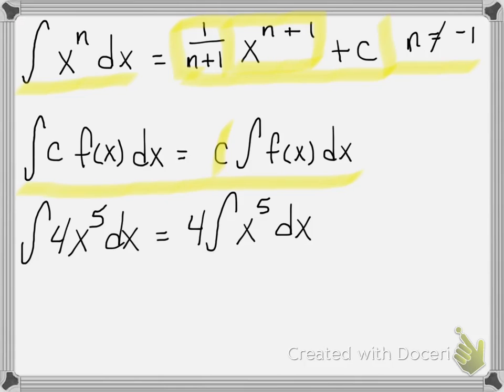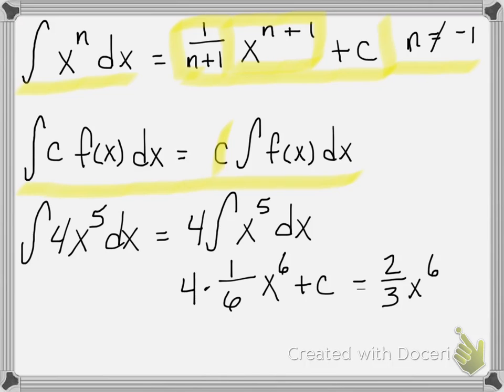And so then, just use the rule as before. So you'd have 4 times 1 over n plus 1, which is 6, times x to the n plus 1, which is 6. The dx goes away, and it's going to be some constant. And so that's going to be 4 over 6, which is just going to be 2/3 x to the 6th plus some constant. So you can see that it isn't really that complicated, just so long as you know what's going on with it.